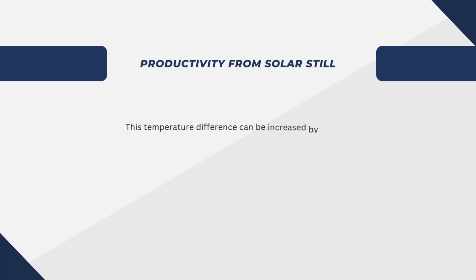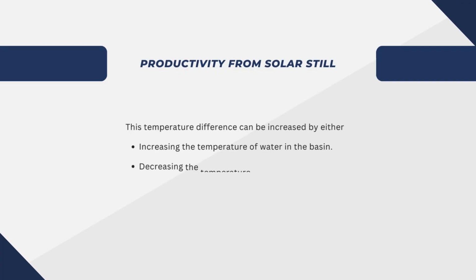This temperature difference can be increased by either number 1, increasing the temperature of water in the basin, in active or passive ways; number 2, decreasing the temperature of the glass cover by flowing cooled water over it; or number 3, a combination of both stated points above, that is increasing the basin water temperature and decreasing the cover temperature together. There is one case when the multiple effect diffusion still can be used.